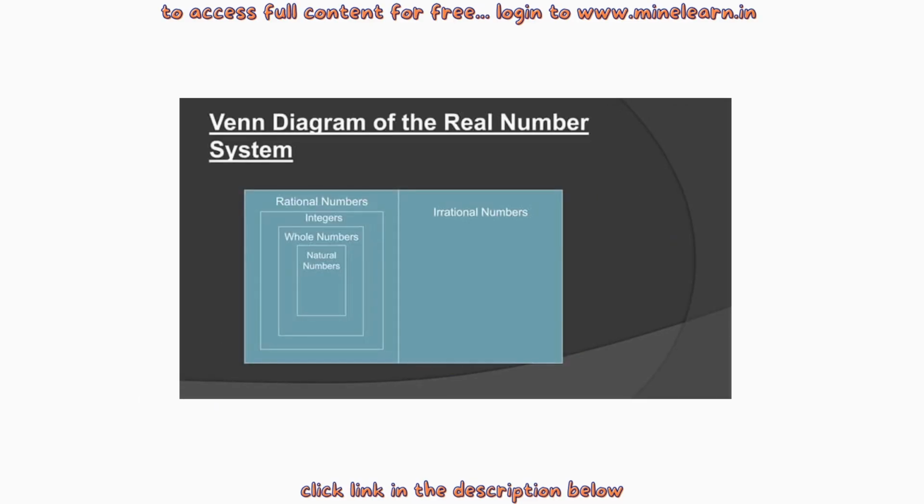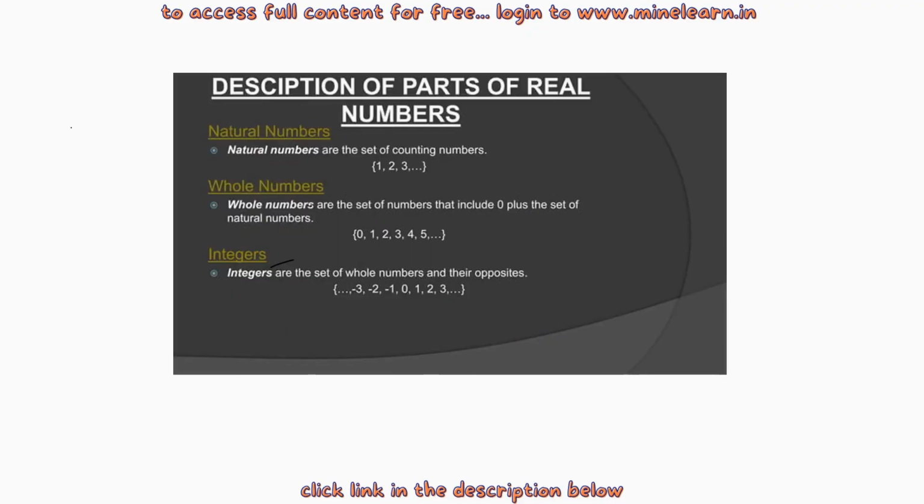Now see a diagram here. The full box contains rational, here natural, next whole, next integers, next rational, and separately we wrote irrational. These are all subsets of one set. Natural is a subset of whole, which is a subset of integers, a subset of rational, and these and irrational are all subsets of real. Please observe the slide.